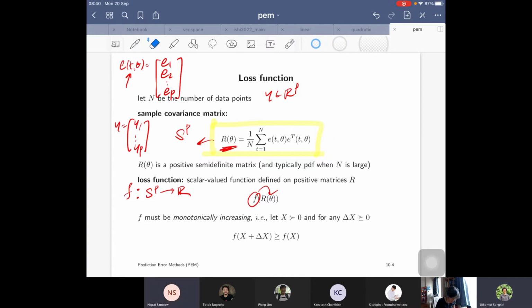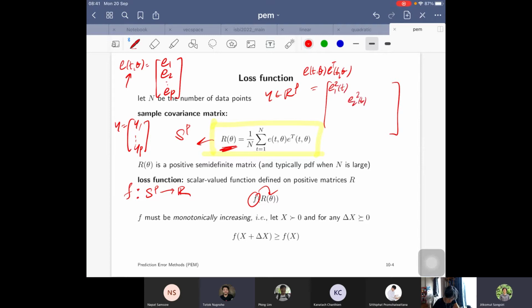What is E_t E_t transpose? Can you expand this matrix for me, Totok? Can you give me one element? It is E1 times E1 in the diagonal, E2 times E2, until EP times EP. Can you give me the ij element?